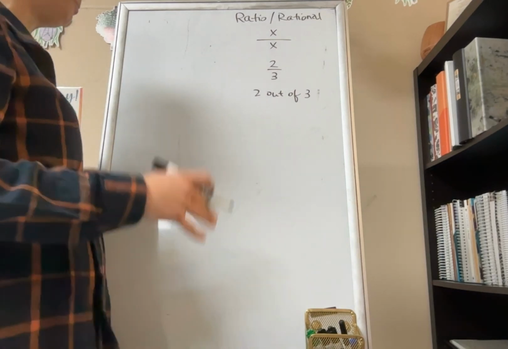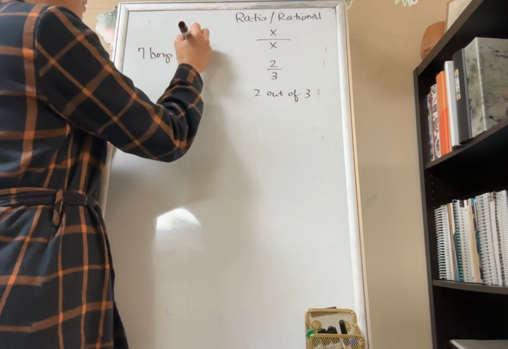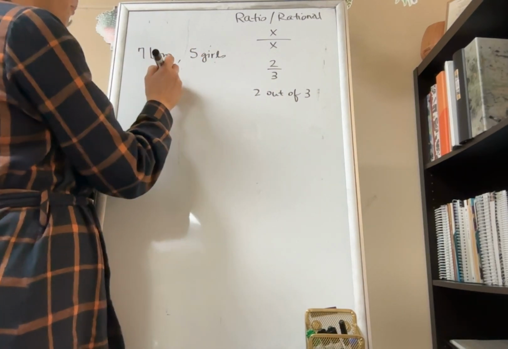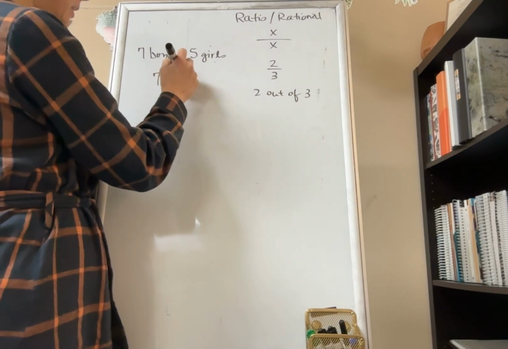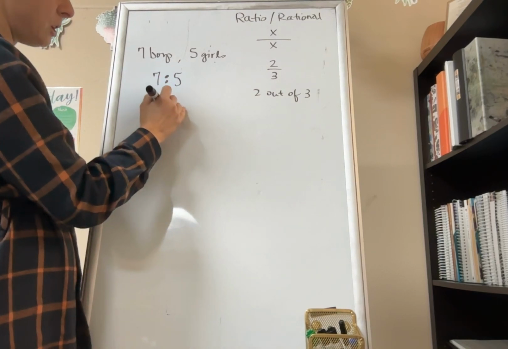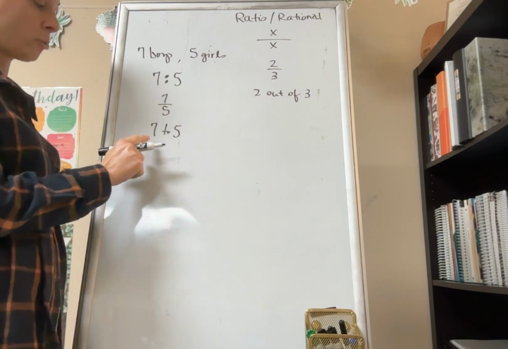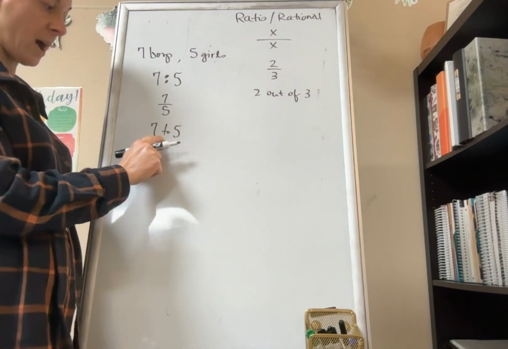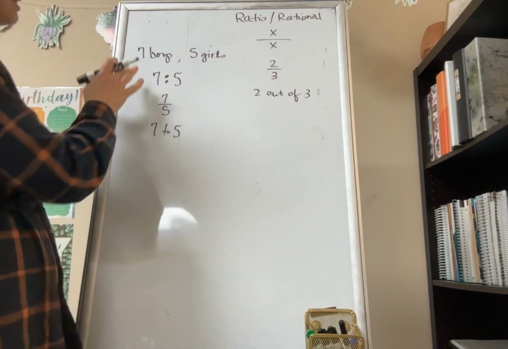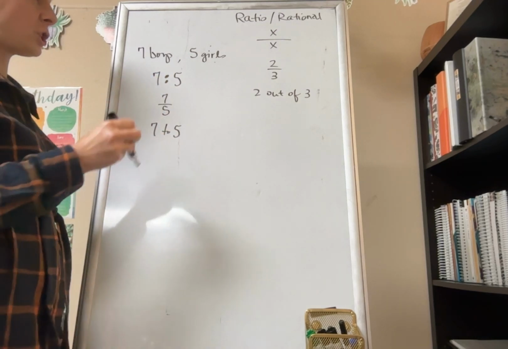If we were comparing boys to girls, we could say there's 7 boys and 5 girls in the class. Well, we could compare that by saying boys and then a colon, 7:5, or we can say 7/5, or we can say boys to girls are in a ratio of 7 to 5. All 3 of those ways are methods of comparing 7 boys and 5 girls. We're putting them into a ratio.